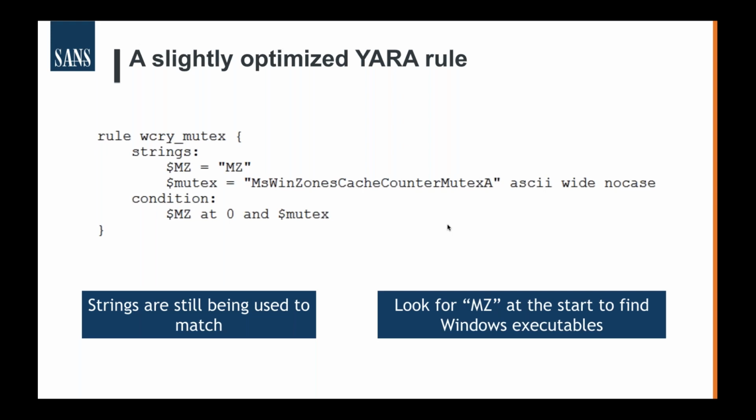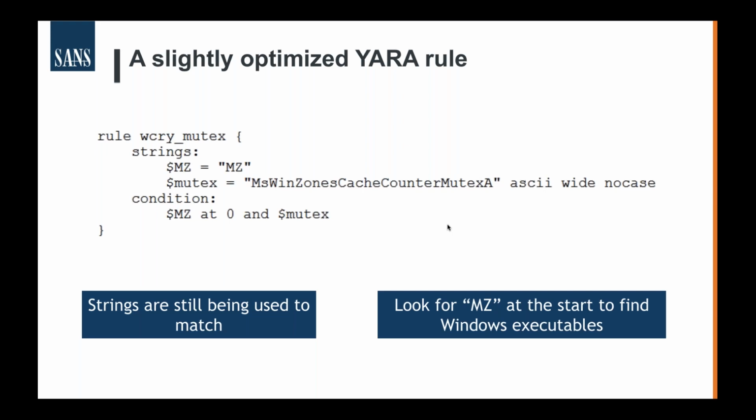In the condition, you will notice that we are looking for $mz at 0. The whole principle and the whole idea is to look for the string MZ at the start of the file. So we're looking at Windows executables. That's what we're trying to do. So we want to avoid, for example, let's imagine that there's a document, and maybe even a small note file, which has that mutex in there. We want to avoid that one. As long as the file does not start with an MZ header, or if it's not an executable, then we know, okay, we don't want to look at it.